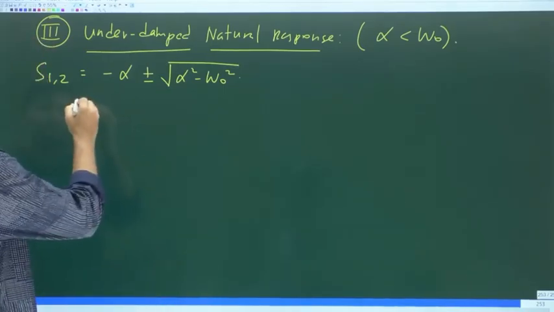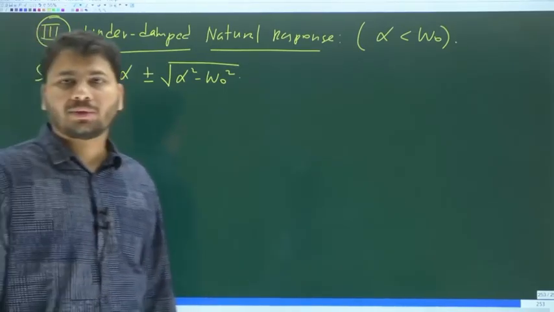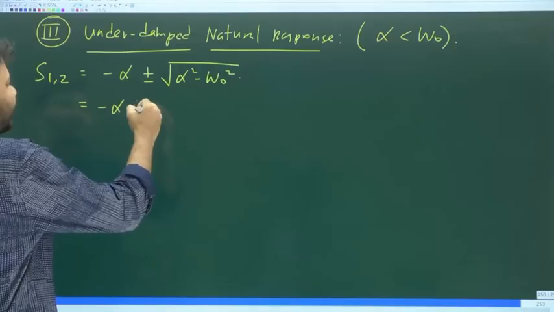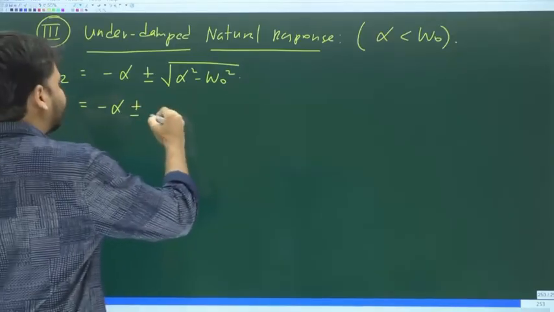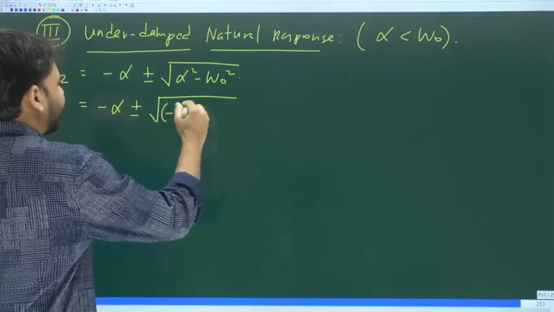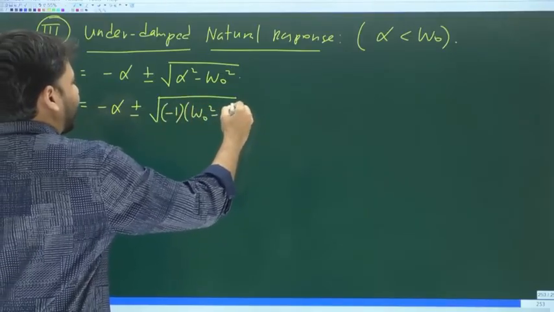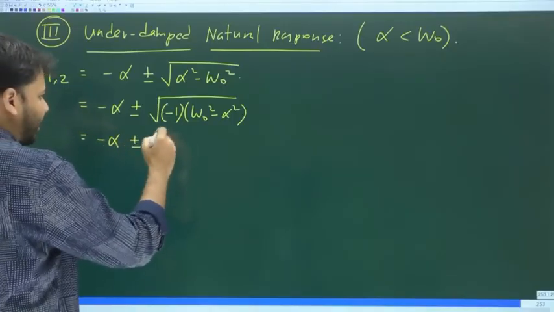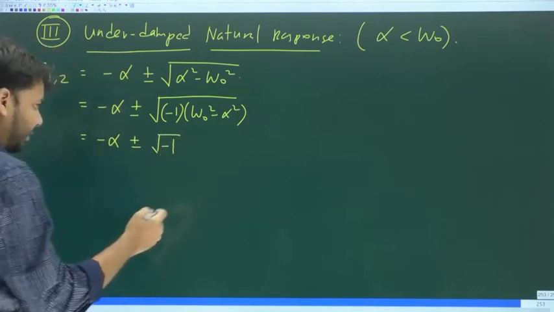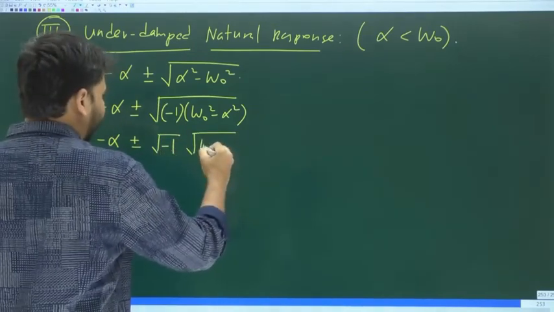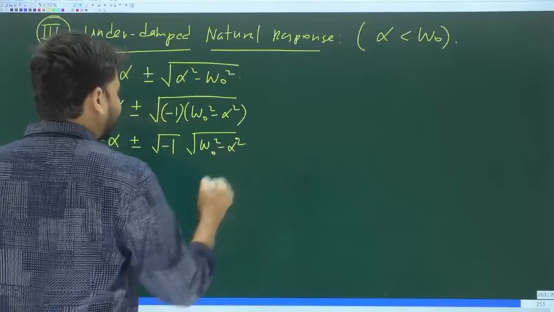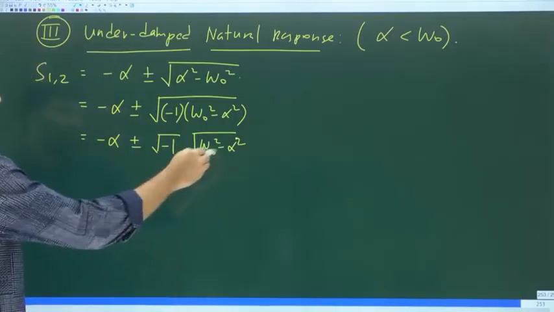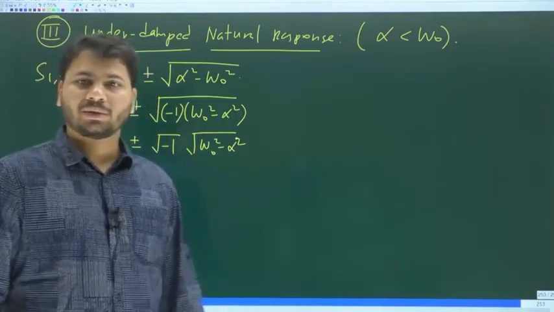Before we express the two roots as complex conjugate poles, let me modify this a bit. This can be written as minus alpha plus or minus square root of minus 1 times (omega naught square minus alpha square). This can again be written as minus alpha plus or minus, I'll write square root of minus 1 separately, then square root of omega naught square minus alpha square. The square root of minus 1 is nothing but j. Then we have square root of omega naught square minus alpha square.